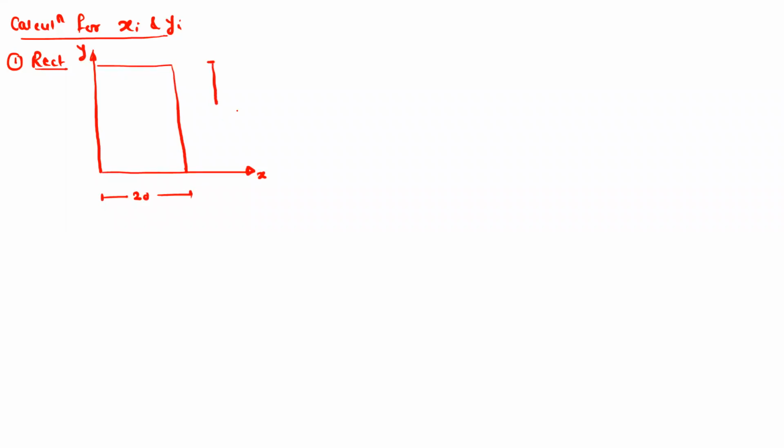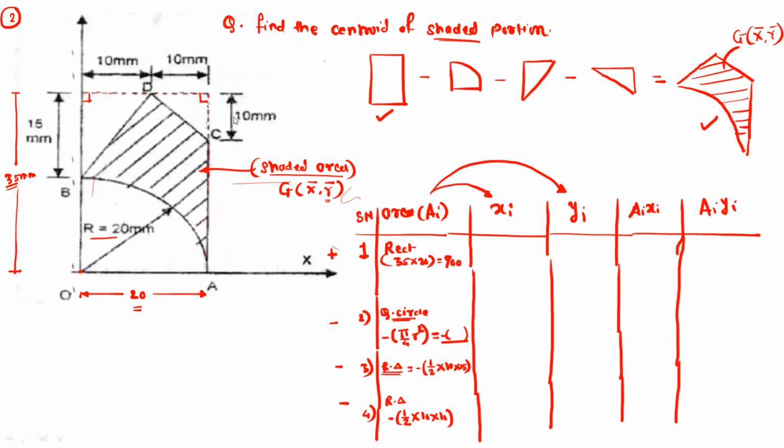So first area, it is the rectangle. For the rectangle, this is the reference axis, x and y axis. And this is the rectangle. For this rectangle, this dimension is 20 and this dimension is 35 mm.